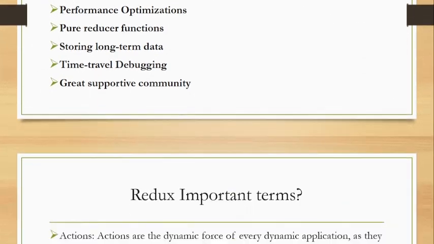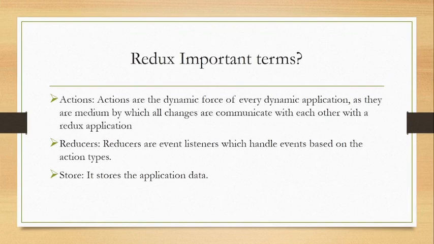Next is Redux important terms. Redux important terms are mainly divided into three parts: actions, reducers, and store. What is action?